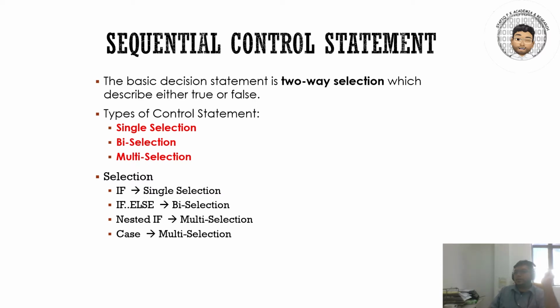Okay, so next, we have case, which is multi-selection. So multi-selection is based on a lot of cases of choice. For example, you go to a shop like McDonald's, you have set A, set B, set C, set D. So you choose which one do you want, A or B or C or D. And in case you choose A, you get a burger with fries. In B, you have a hot dog with a drink, something like that. So this is where you have multi-selection.